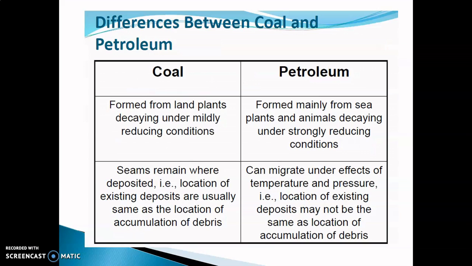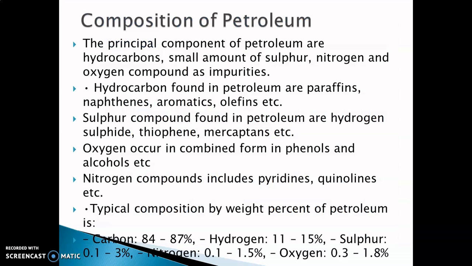If you see the difference, coal is mainly formed from land plants, whereas petroleum is formed mainly from sea plants. The second difference is that wherever you find the debris of coal, there itself you find the deposits, or you can extract coal from the same place, whereas petroleum has a migration from the accumulation of debris.